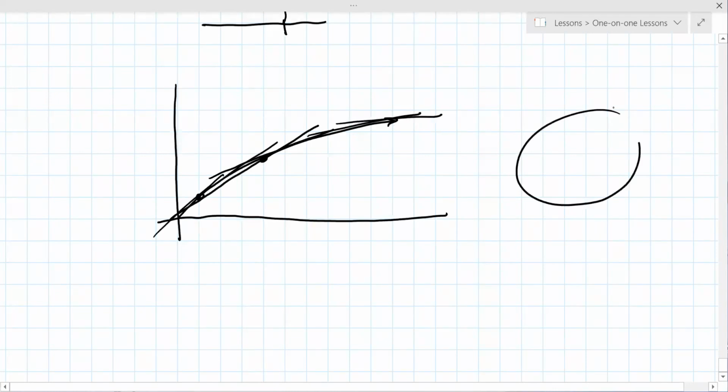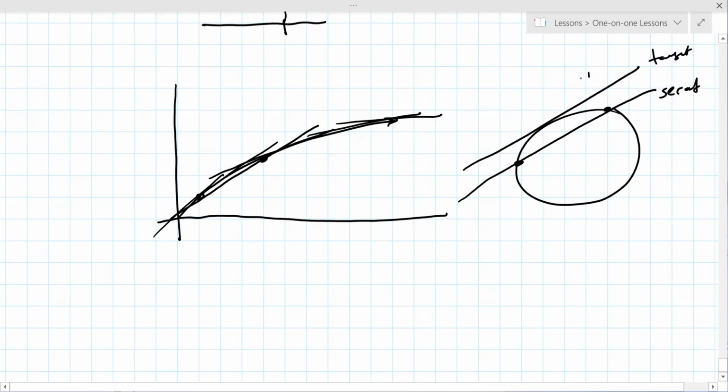So think of a circle. You can touch it, that's a tangent line, or you can go through 2 points, and that's a secant line. That makes sense. The first one is an instantaneous rate of change. This is an average rate of change. Okay. That makes sense.